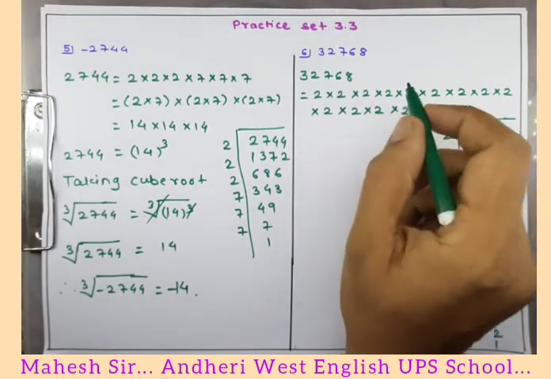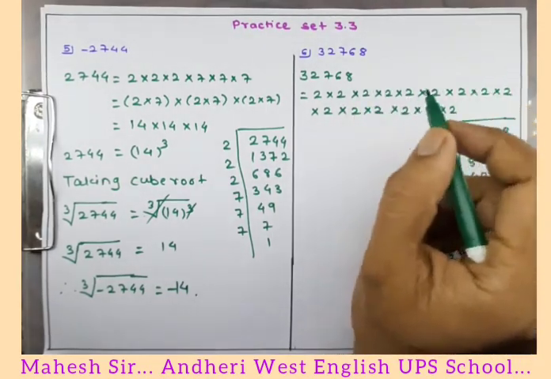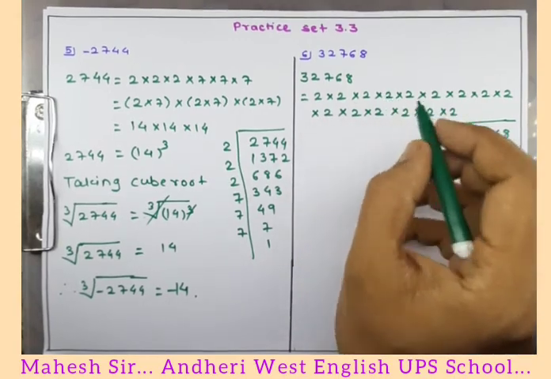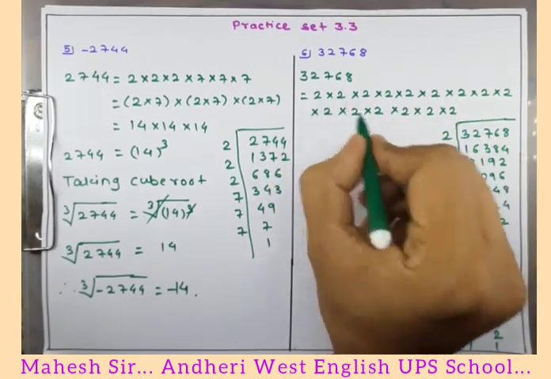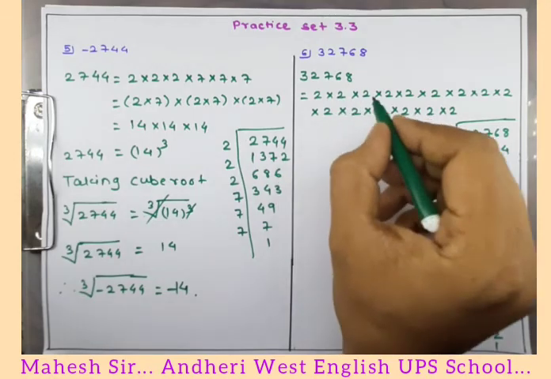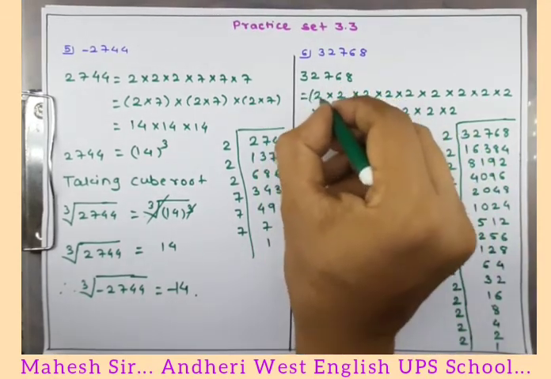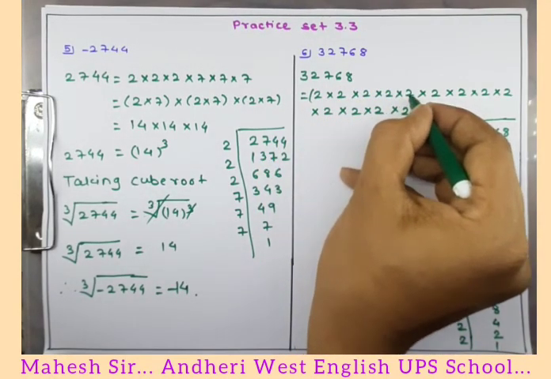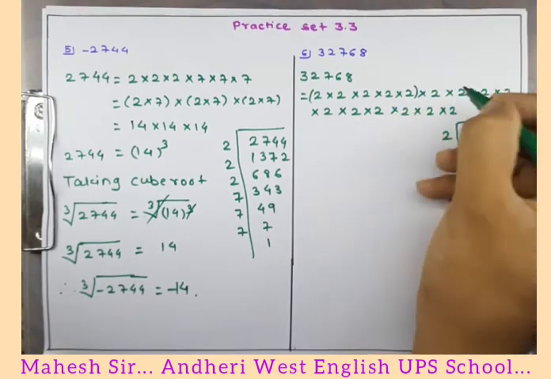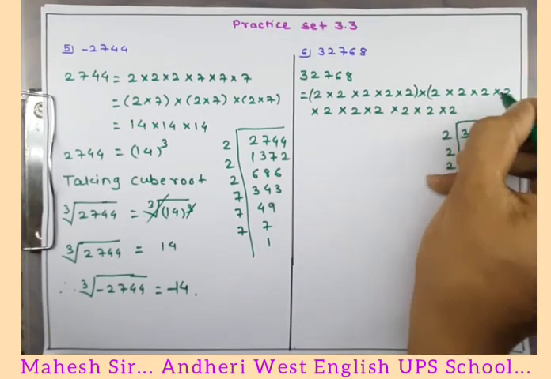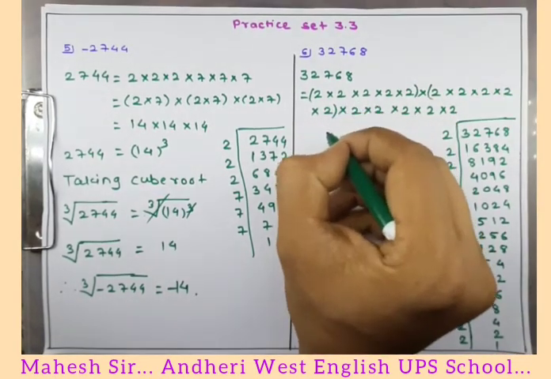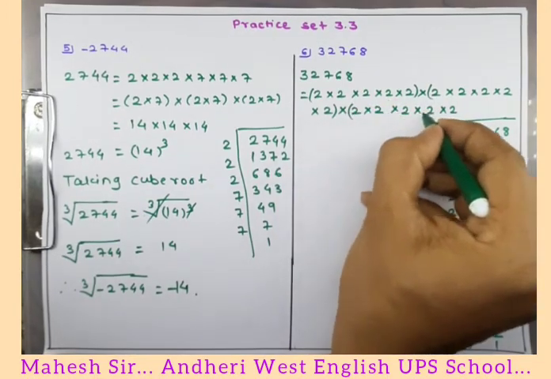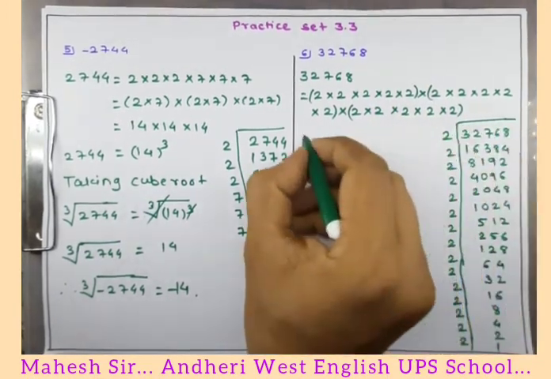We have to make a group of 3. That means we have to make 3 groups. So here 15 are there, so we will make a group of 5 numbers. That is 1 2 3 4 5, this will be my first group. 1 2 3 4 5, this will be my second group. And 1 2 3 4 5, this will be my third group.